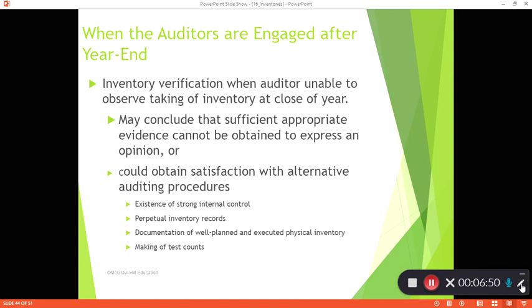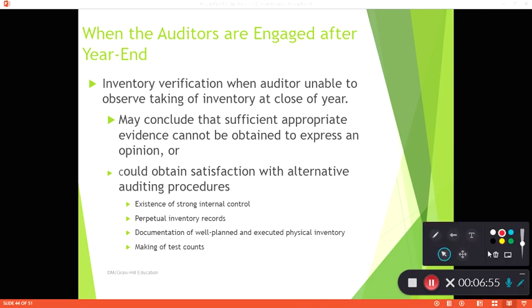Now, if the auditors are engaged after year end, that presents a problem, because we can't observe. If we're unable to observe the taking of inventory, then, especially if the inventory is material enough, we might not be able to express an opinion. We might have a disclaimer.